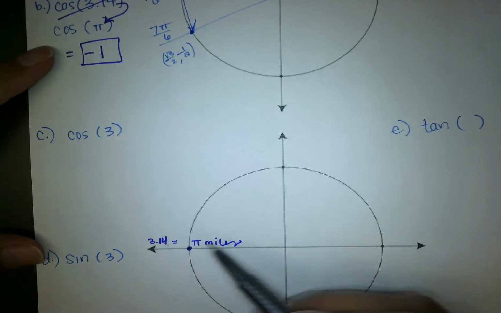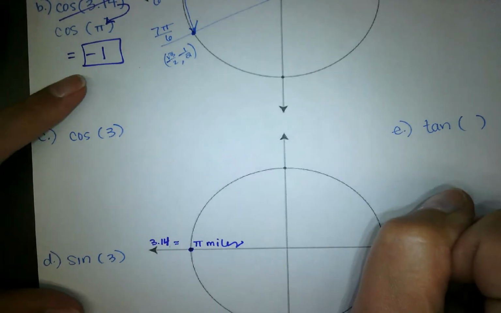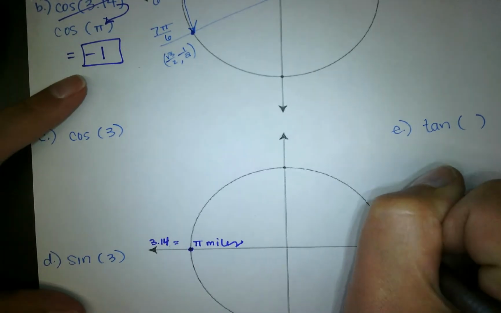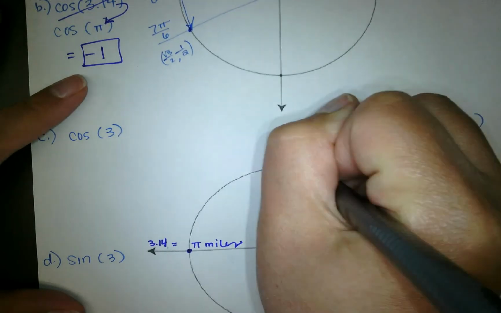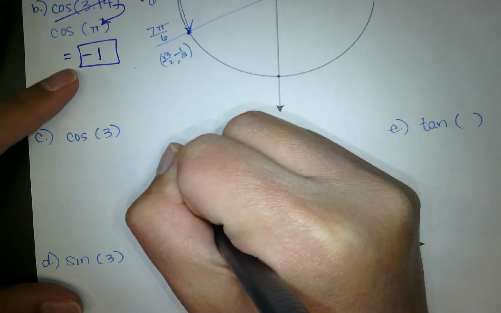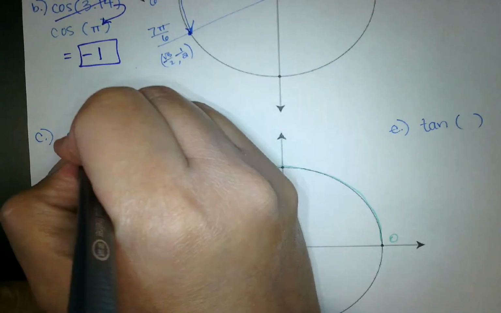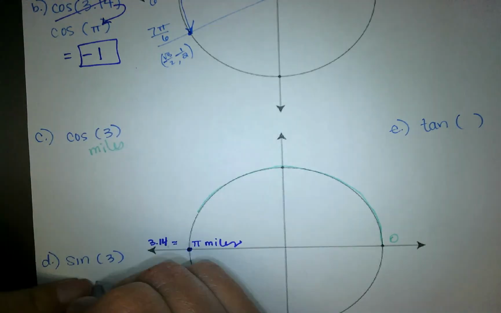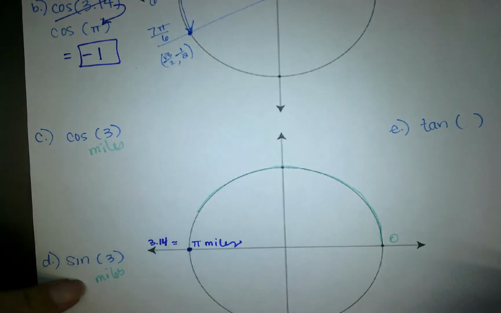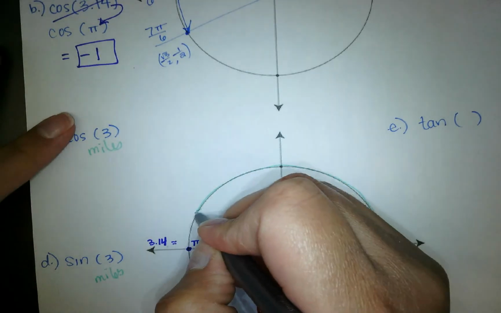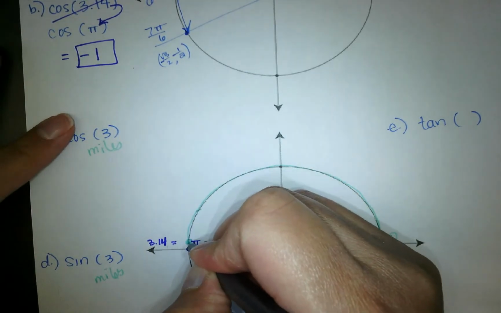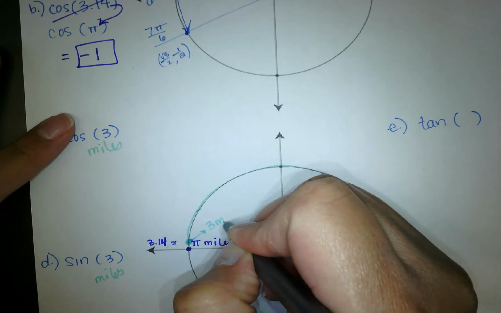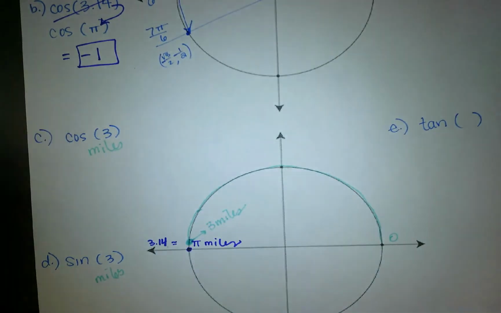Okay, so I'm being lazy. I don't want to make it there. So, if I start again at 0, and I walk around, and I only want to walk 3 miles. Okay, 3 miles. Not 3.14 miles, which is about pi. So I'm going to stop, like right there. There's 3 miles. That's just shy of the pi guy.